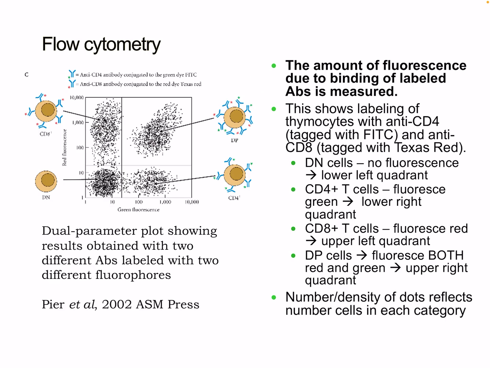So the amount of fluorescence due to the binding of labeled antibodies is measured. This shows labeling of thymocytes with anti-CD4 tagged with FITC and anti-CD8 tagged with Texas red. The double negative cells have no fluorescence in our lower left quadrant. If they were higher green, they'd be up here, more red up here, and then what's in between: CD4 positive T cells are fluorescent with green and in the lower right quadrant.